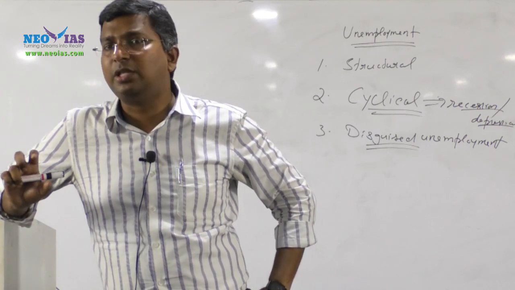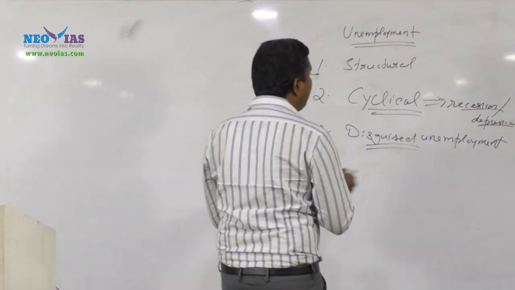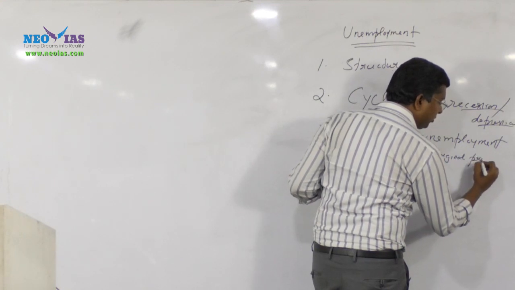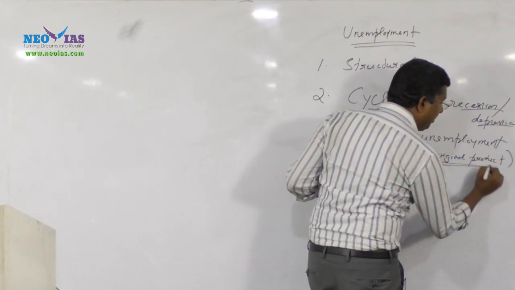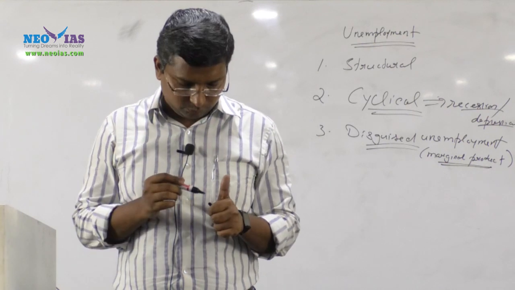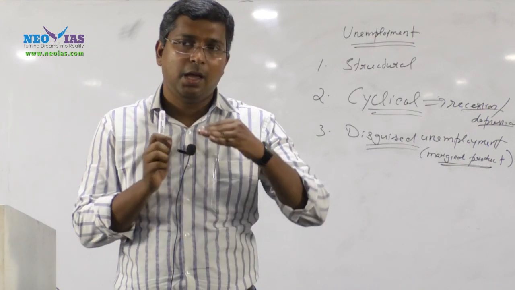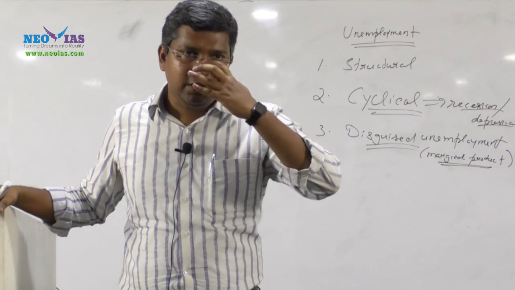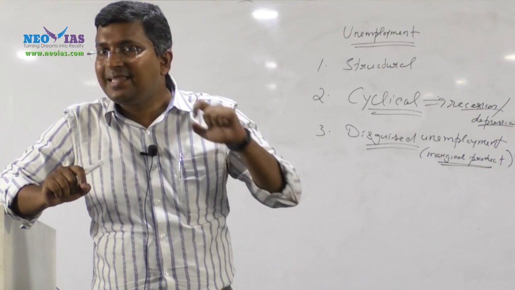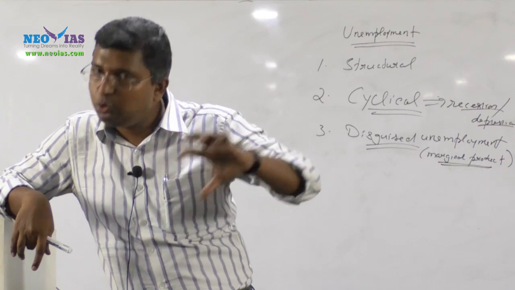So in relation to disguised unemployment, you need to understand a very important concept, what is called marginal product. Marginal product. In disguised unemployment, there is a concept called marginal product. Marginal product means it's in relation to production. Whenever there is an increase in the employees, normally the production will also have to increase.